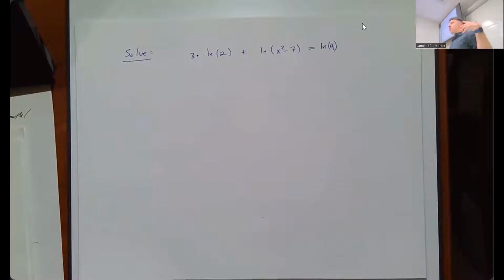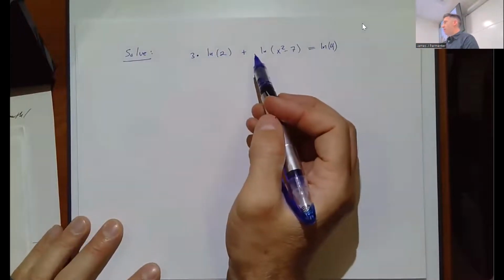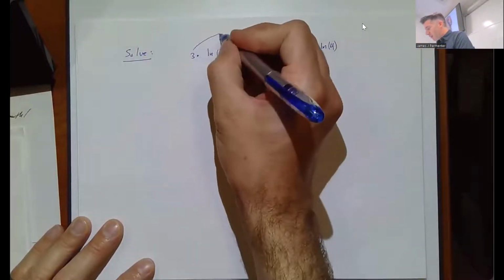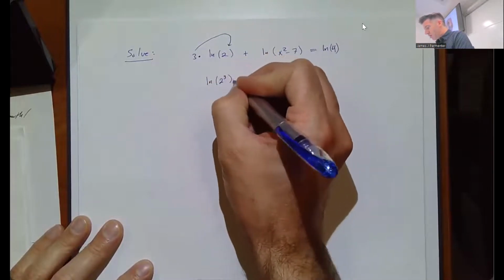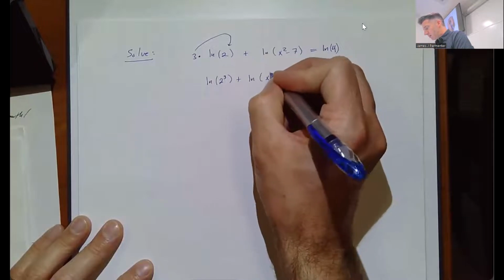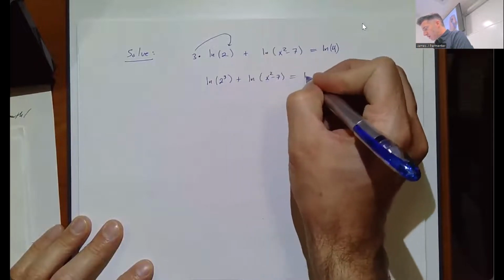Meaning we need them both to be 1. It's okay to have a -1, but we can't have a 3 here and a 1 there. So I really need this 3 to come up as the power. And we're going to get natural log of 2 cubed plus the natural log of x squared minus 7 equal to the natural log of 4.